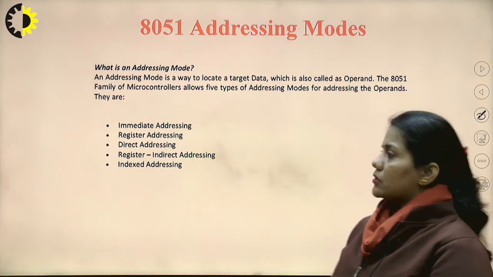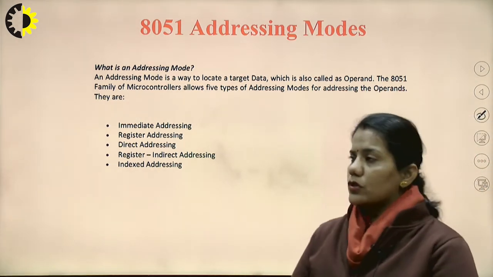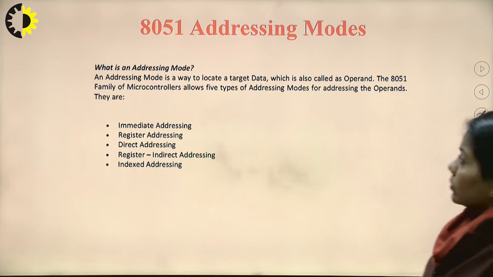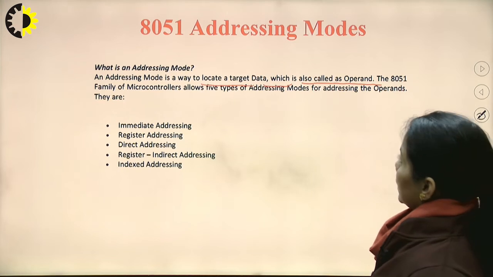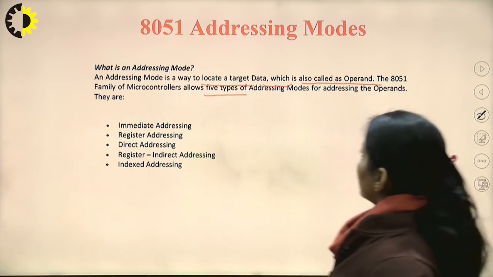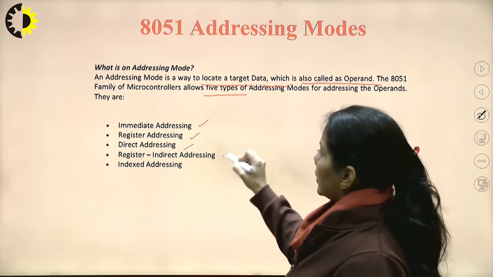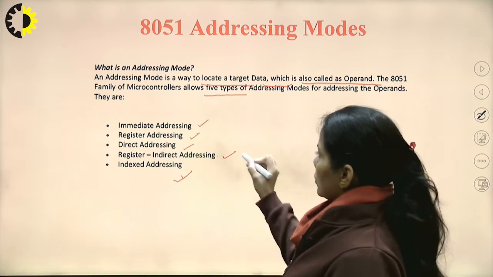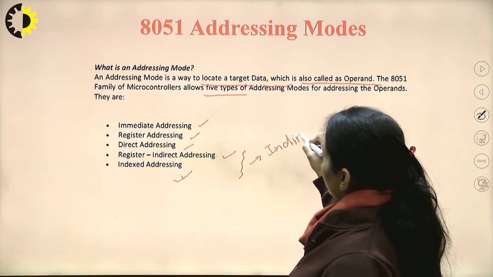The next topic in 8051 that I am covering today is addressing modes. So what is an addressing mode? An addressing mode is the way of representing the operands in the instruction set. It is a way to locate target data, which is also called the operand. The 8051 family of microcontrollers allows 5 types of addressing modes for addressing the operands. These are immediate addressing mode, register addressing mode, direct addressing mode, register indirect addressing mode and indexed addressing mode. So these 2 are categorized under indirect addressing mode.